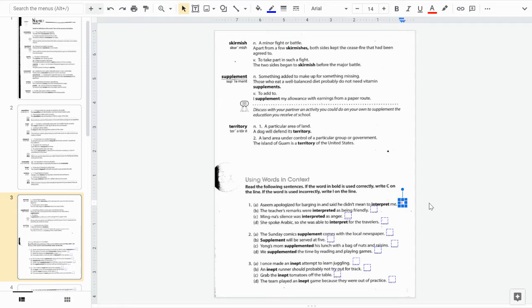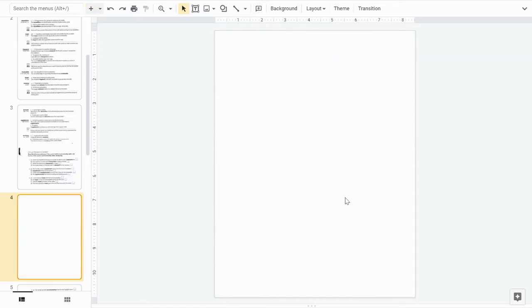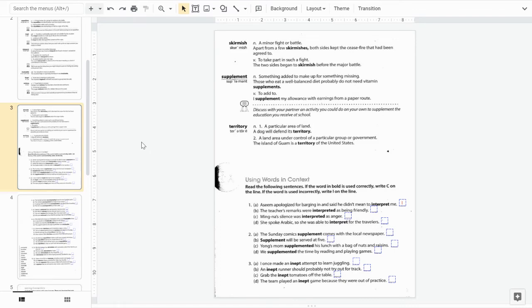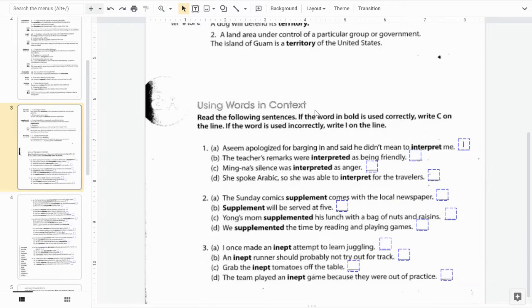And so Asim apologized for barging in, and said he didn't mean to interpret me. That is incorrect. The correct word would be interrupt, but interpret is incorrect. So I'm going to put an I in there. I'm going to see if I can zoom it a little bit. That's not what I wanted to do. Add a slide. Oh, here's the zoom. So we're going to go into 100%, get these a little bit closer, easier to read.